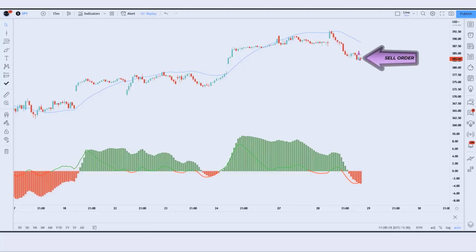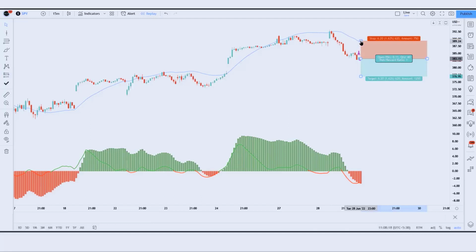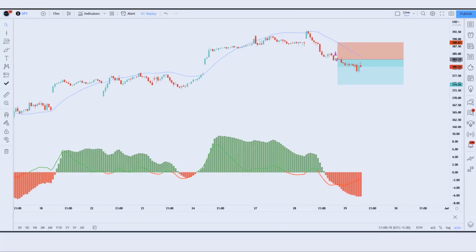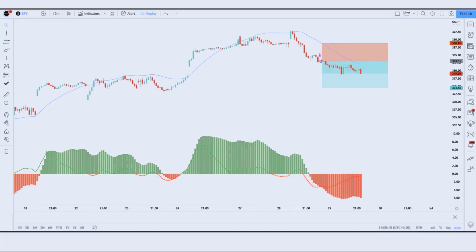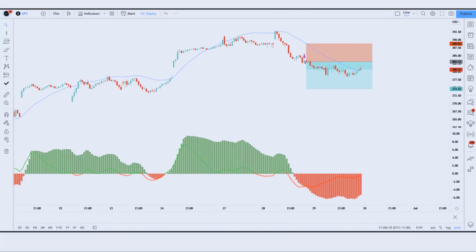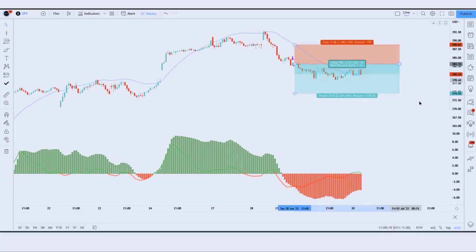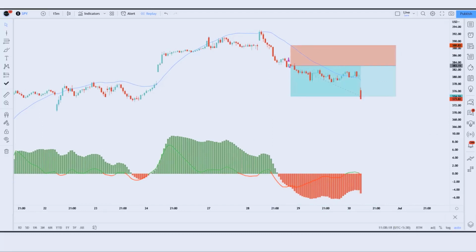If this condition is fulfilled, then we will place a sell order. Our stop loss will be placed at the blue of the triple EMA, and the risk to reward ratio will be 1:1.5. The market has completely hit the target.